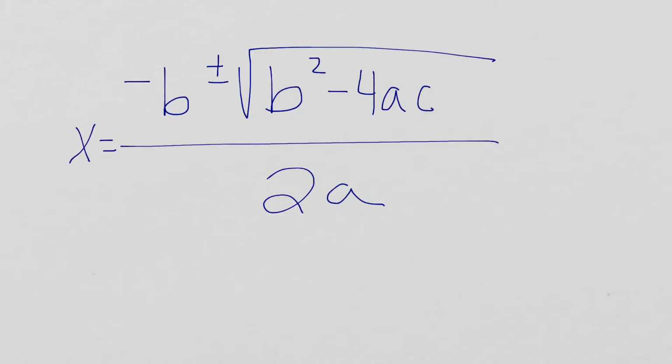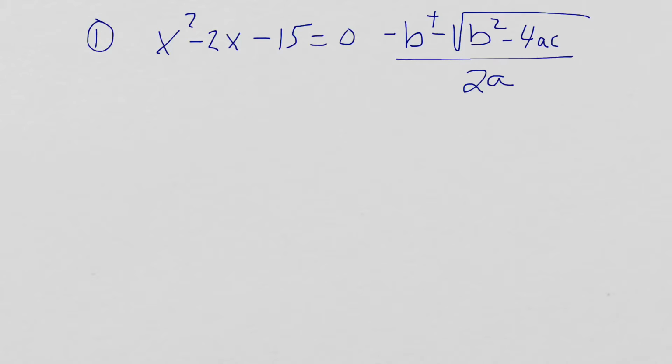The jingle that we learn for quadratic formula is, opposite of b plus or minus the square root of b squared minus 4ac all over 2a. Let's get started. First thing that we need to do is find our a, b, and c's.